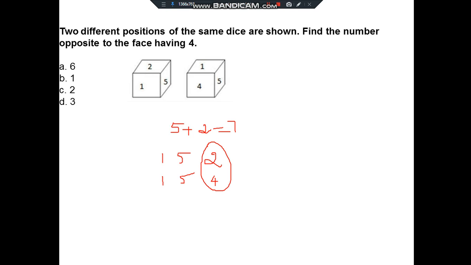See, in this question, two different positions of the same dice are shown. Find the number opposite to the face having 4. First check whether we have the general dice concept or the standard dice concept. 5 plus 2 is 7, so obviously it is the general dice concept. Next, the common term. 1 and 5 are common in both. So very easy, 2 is opposite to 4. The answer is 2. Got my point?